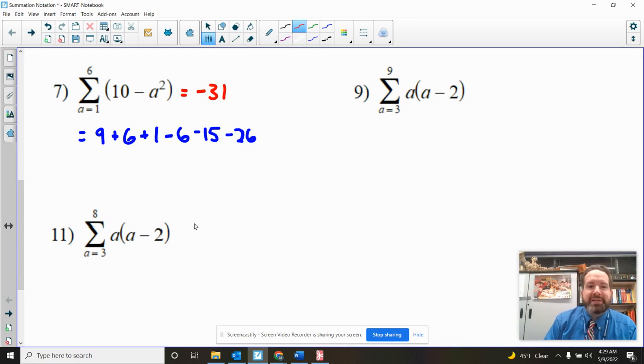Now, notice here, these next two are actually more similar than I intended. You'll notice it's the same expression, and one goes from 3 to 9, the other goes 3 to 8. We'll still practice it, but it's going to save us a little trouble, I guess, on the next one.